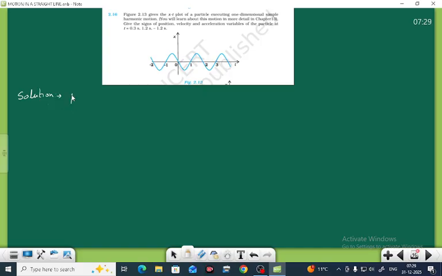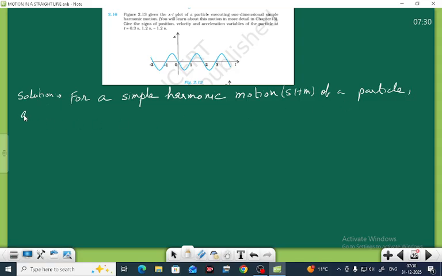For a simple harmonic motion, SHM, of a particle, acceleration is given by the relation, with angular frequency.